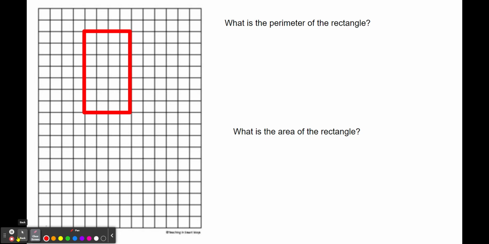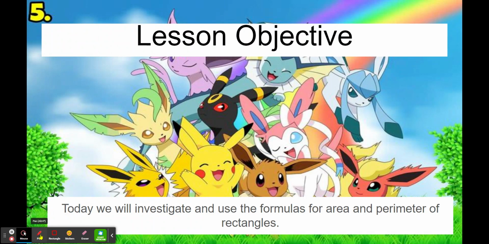All right, everybody. Thank you all so much. Let's go over today's lesson objective. So today we investigated and used the formulas for area and perimeter of rectangles.